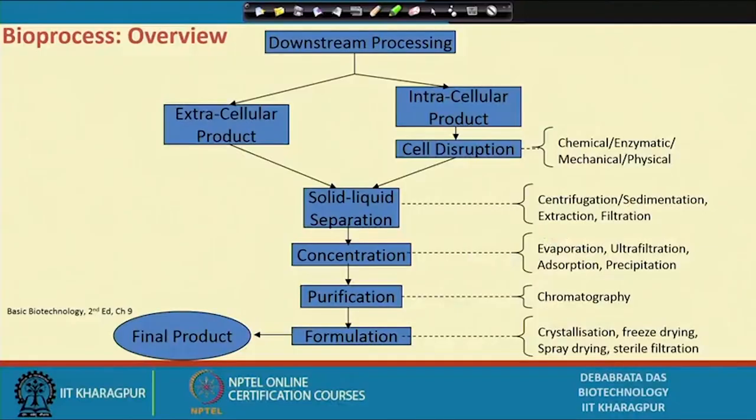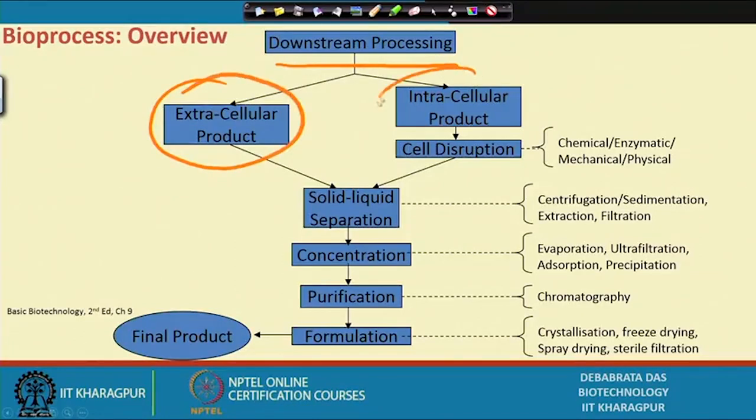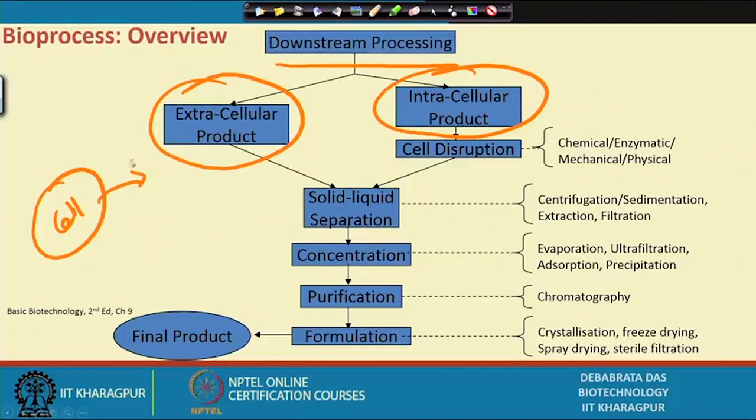Now, in this presentation, I try to discuss the different steps involved in downstream processing. And if you look at the biological system, we have two types of product: one is extracellular product, another is intracellular product. Extracellular product means, suppose this is the cell, and the product comes out of the cell, then it will be easy for separation, because we separate out the cells, then filtrate, and we purify it to get the product.